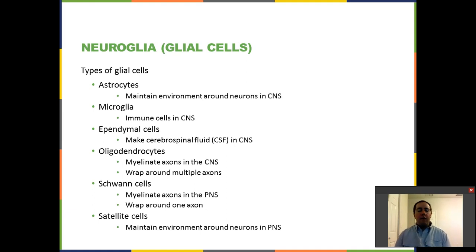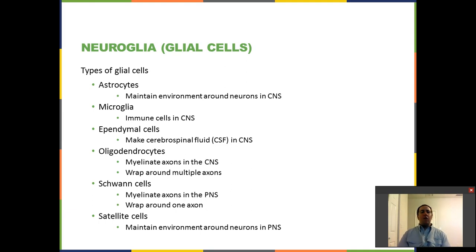The next two types of neuroglia are very similar. They serve the same purpose, but they're in different locations and they have different appearances. So those are oligodendrocytes and Schwann cells. Oligodendrocytes put what we call myelin around axons in the central nervous system. Now you don't know what myelin is yet, and you don't know what axons are yet. And so we are going to leave that be until we learn about myelin and axons.